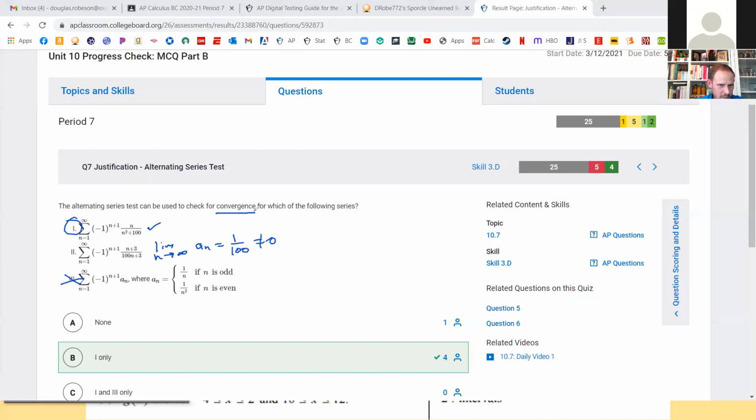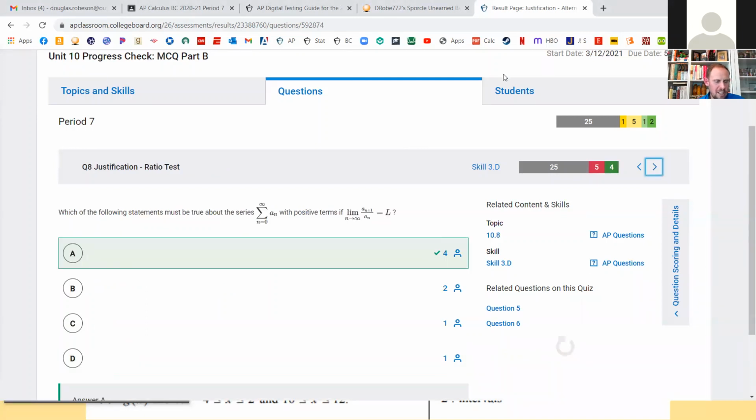So, and this says check for convergence. So the only one we can use the alternating series test for convergence is number 1. Sneaky. Wish this web page would work a little faster.